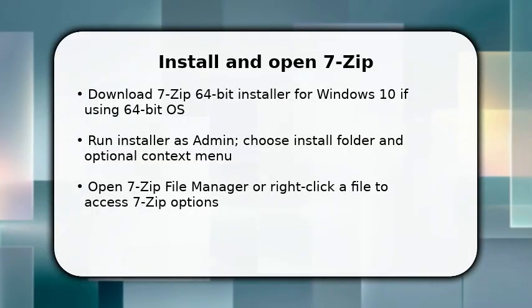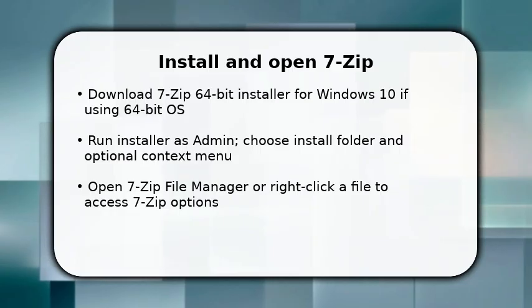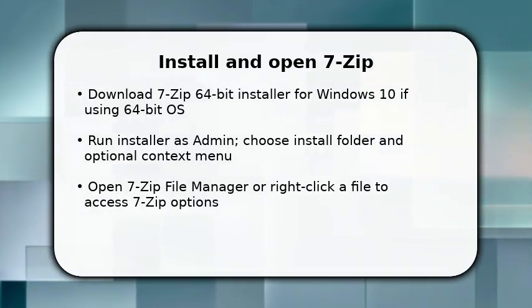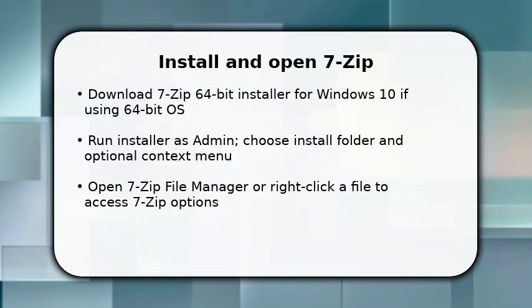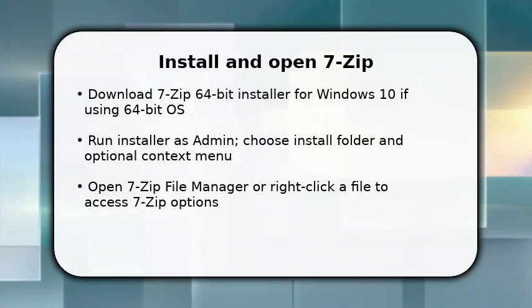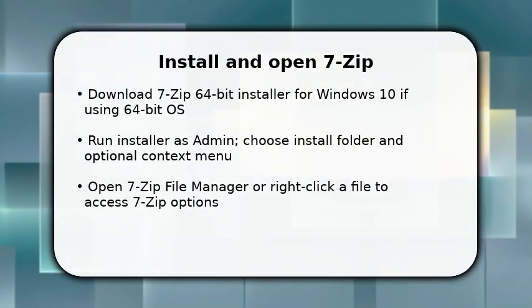You'll start by installing and launching 7-Zip so you can act immediately. Run the 64-bit installer as administrator, choose the folder, and enable the shell extension. This lets you right-click files in Explorer. Once done, open 7-Zip File Manager or simply right-click a file to see the 7-Zip menu. You're now ready to compress or extract.